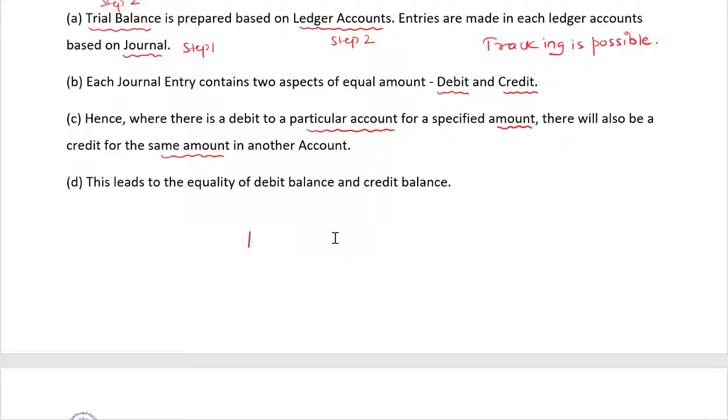Obviously, suppose there is an entry: purchase account debit to bank. Now we have purchases in the debit column and bank in the credit column of the trial balance. This leads to equality of debit balance and credit balance, obviously, because at last we are making the total of the debit side and credit side.